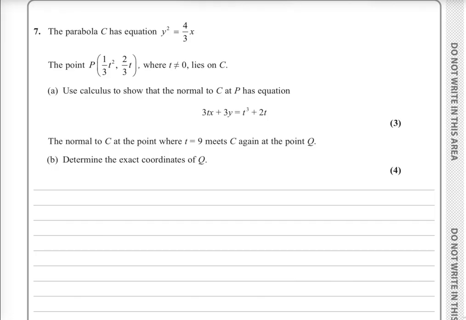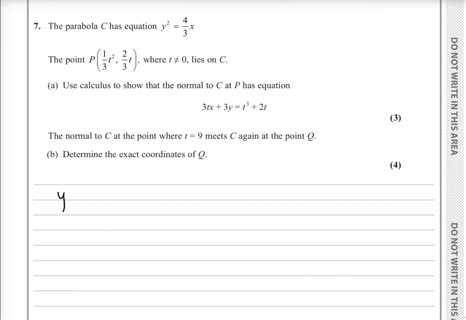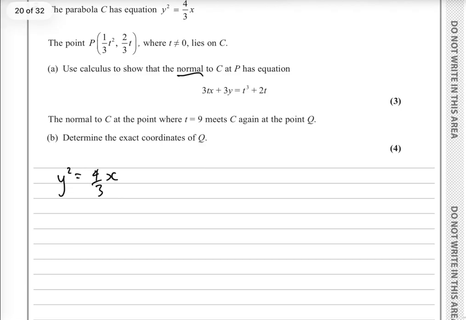Question number 7 at first glance looks very similar to the hyperbola question earlier. We've got an equation here of y squared equals 4 over 3x. We've been given a point P where t is not equal to 0, and we need to use calculus to show that the normal to C at P has the equation given here. So similar but not quite the same.